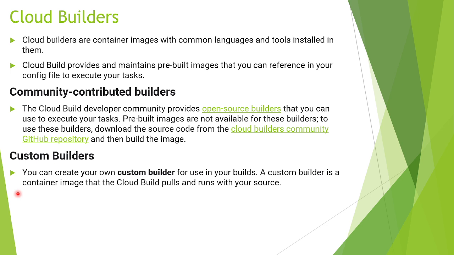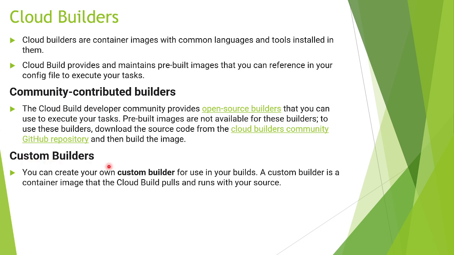Google Cloud Build maintains all these images, and even if you want another image, you can use community-contributed builders. There is a developer community which provides open source builders which we can use to execute our tasks, but we have to make sure they don't provide any image, they just provide the code. So we can download the source code from their GitHub repository and then build the image. For example, if you want an image for Kubernetes or Helm charts, many more things are available, so we can use those community builders also.